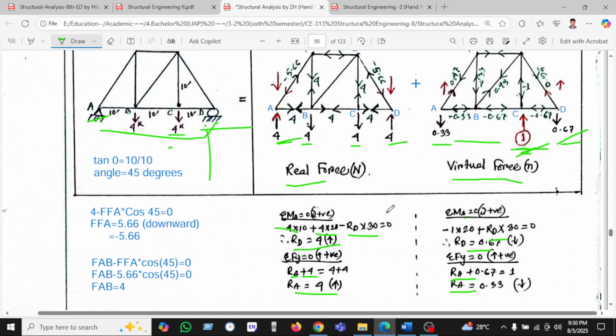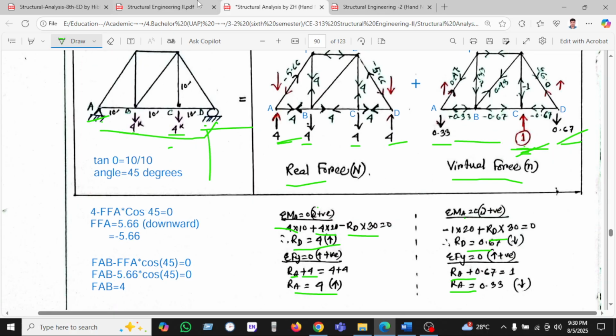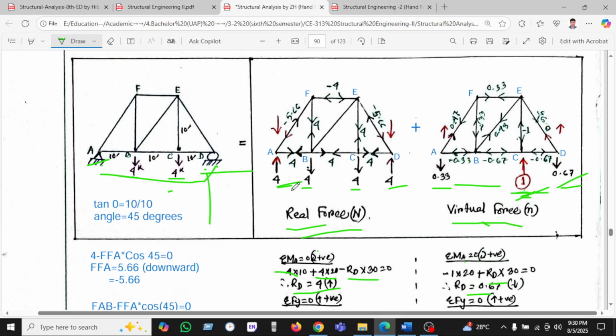So our first task is done, which is to find the reactions on the whole truss, for the real force and the virtual force. The two types of reactions we can calculate. This is the reaction for real forces. For the virtual force diagram, we have also calculated the reaction.